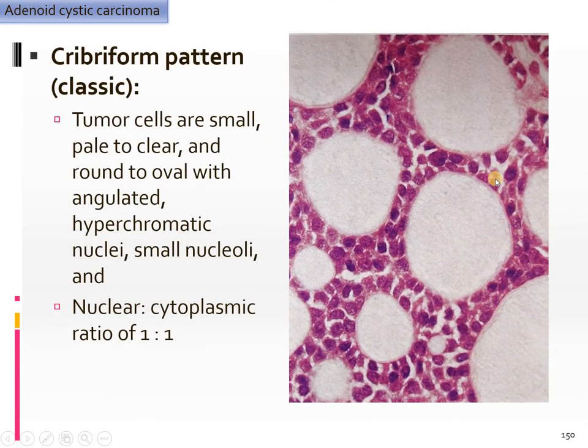The cribriform pattern is usually lined by two cell types. So you can see each of these cystic spaces is lined by two cells with very little cytoplasm and prominent oval or round angulated nuclei. The nuclear cytoplasmic ratio is roughly 1:1, which is similar to the basal cells of the epithelium, hence the name basaloid cells.